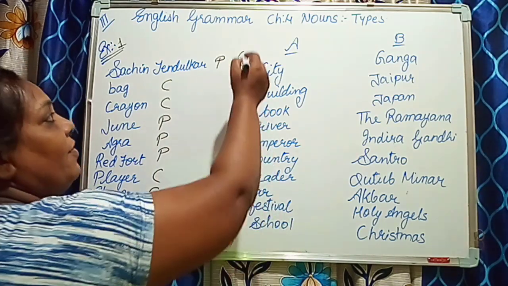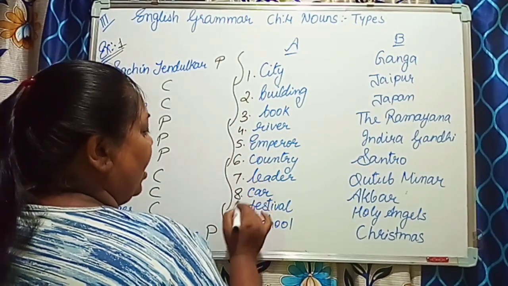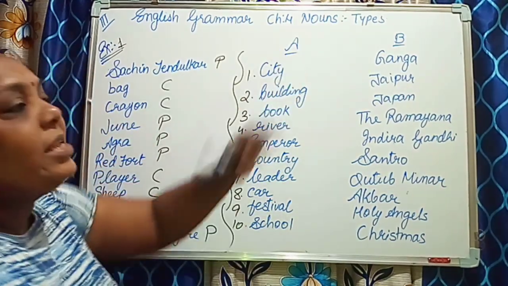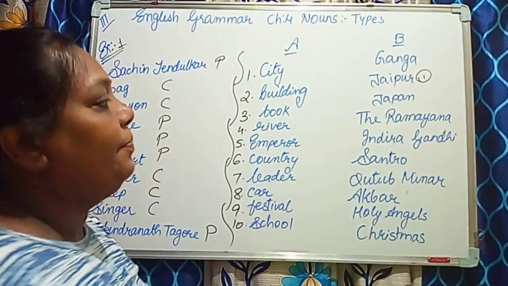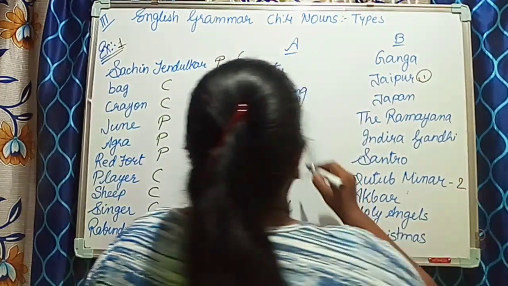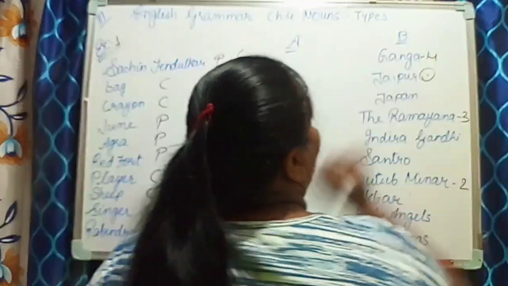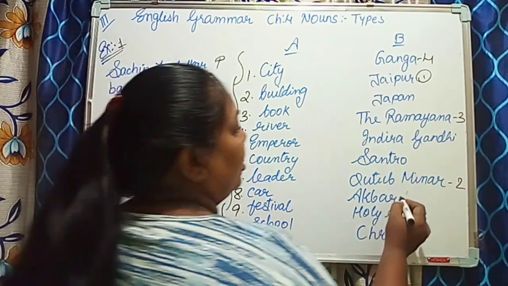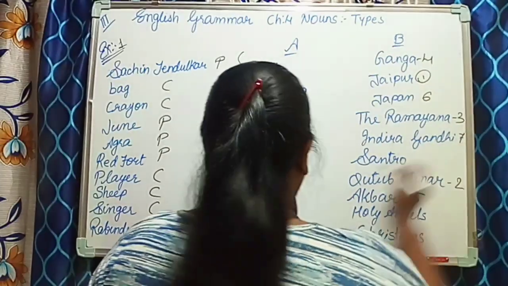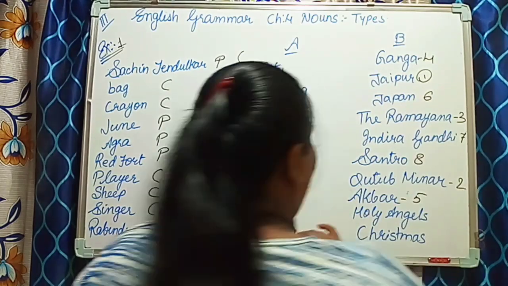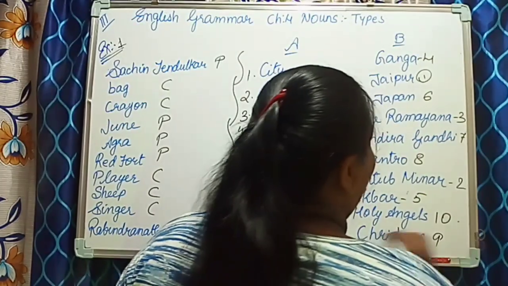Now this one, I have given you the match the following. How many are there? 6, 7, 8, 9, 10. City is given, so where is it? Jaipur, number 1. Building, Qutub Minar, number 2. Book, Ramayana, number 3. River, Ganga, number 4. Emperor, Akbar, 5. Country, Japan, 6. Leader, Indira Gandhi, 7. Car, Santro, 8. Festival, Christmas, 9. And 10, school. The school name is Holy Angels.